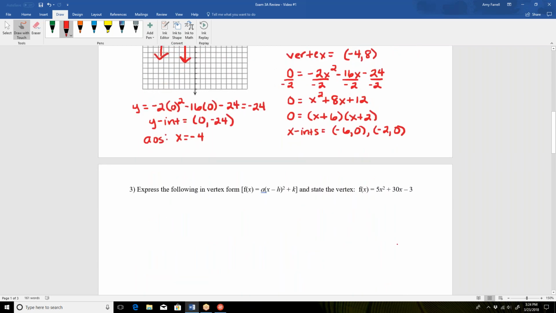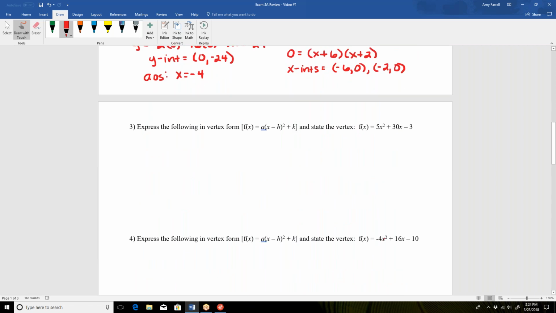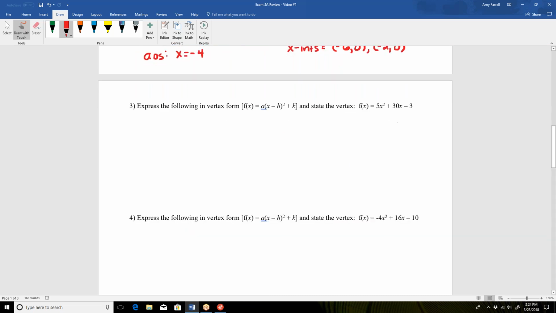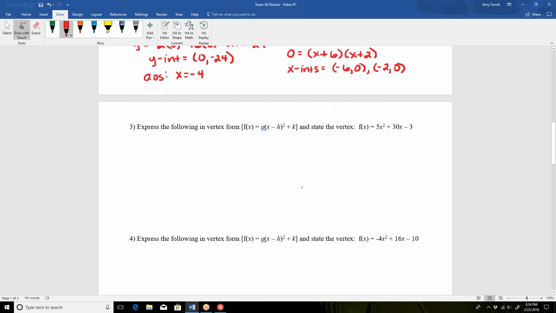All right, on to number 3 now. We are supposed to express this parabola in vertex form and then state the vertex. So this is vertex form here. In order to put this quadratic function into vertex form, we do need to complete the square. And before we complete the square, we do have to factor a from the first 2 terms, because notice there's an a in front. So I'm going to factor out the 5.